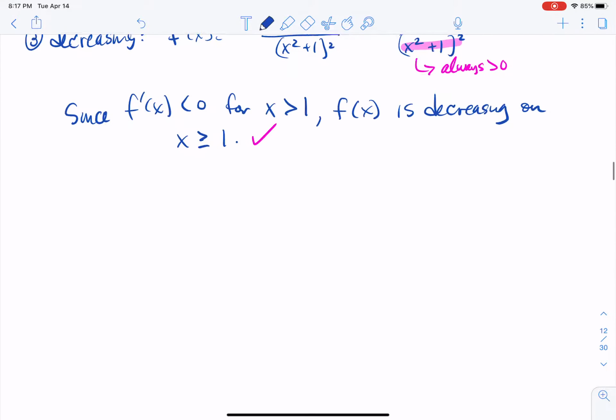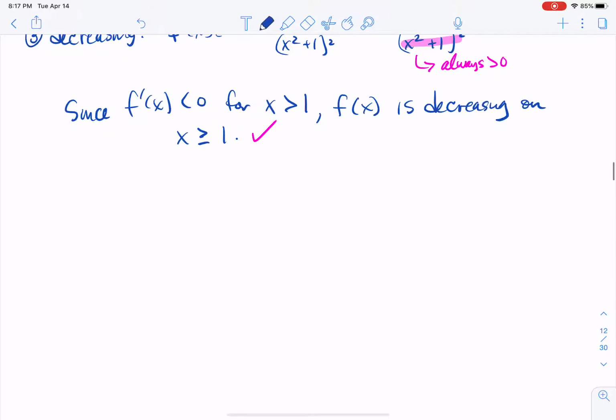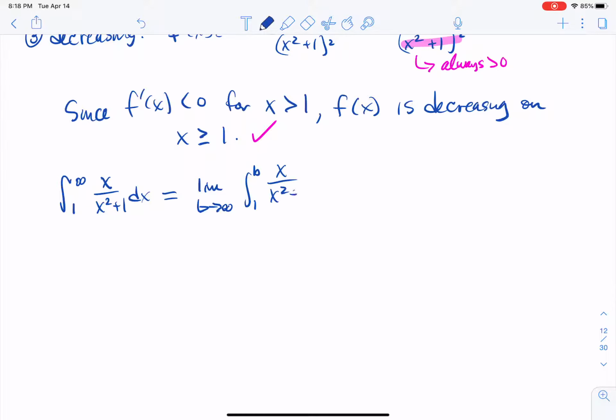Hooray for me. So to do the integral test, we're going to consider the definite integral from 1 to infinity of x over x squared plus 1 dx. All right? Pay attention to the notation. Use it appropriately. We have an improper integral, so fix it. Limit as b goes to infinity, definite integral from 1 to b, x over x squared plus 1.